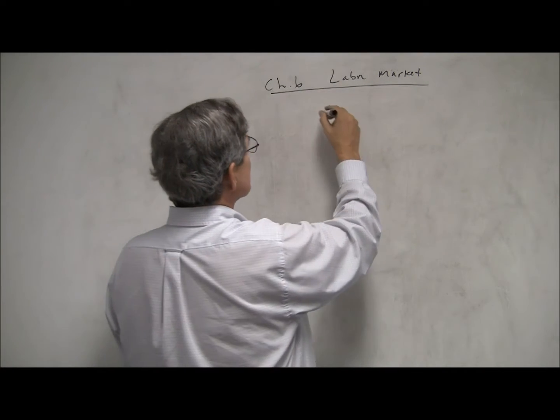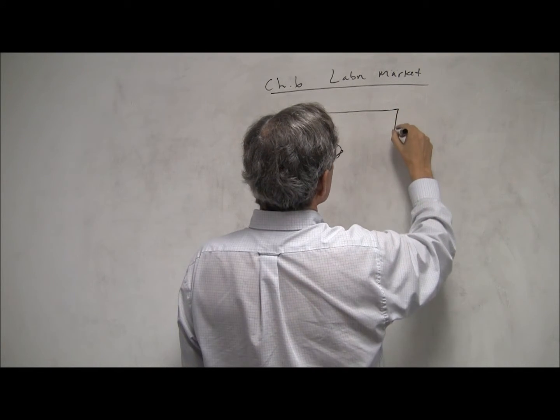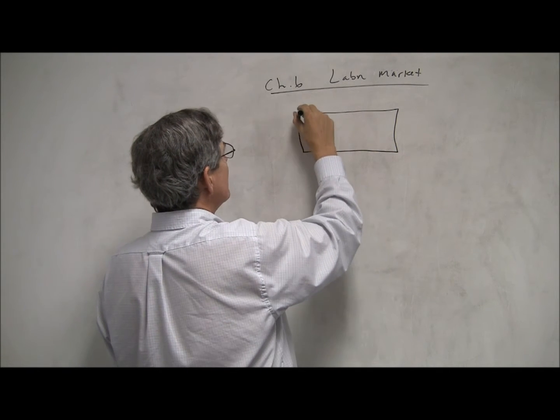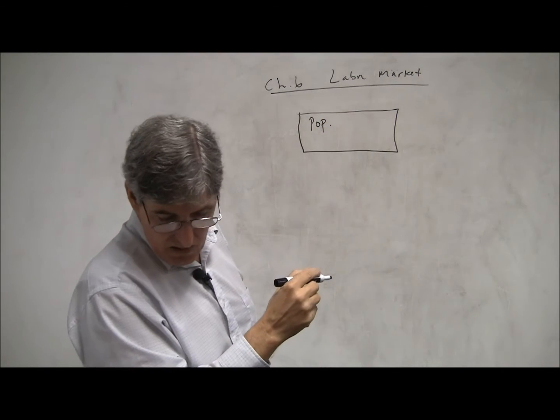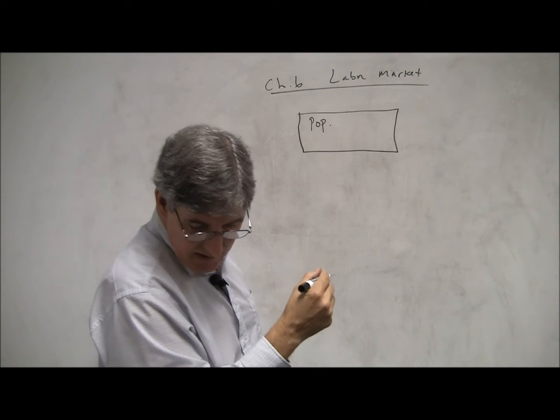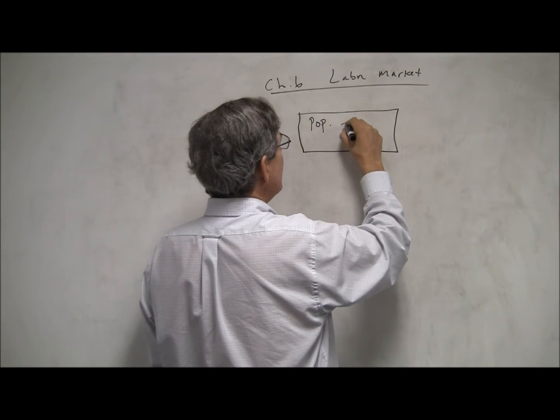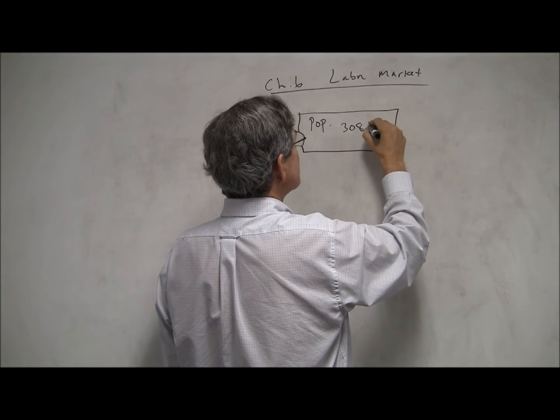So what we can do is we can start with the entire population. So the population of the U.S. in 2010 was estimated to be, let's just say was, 308.7 million.